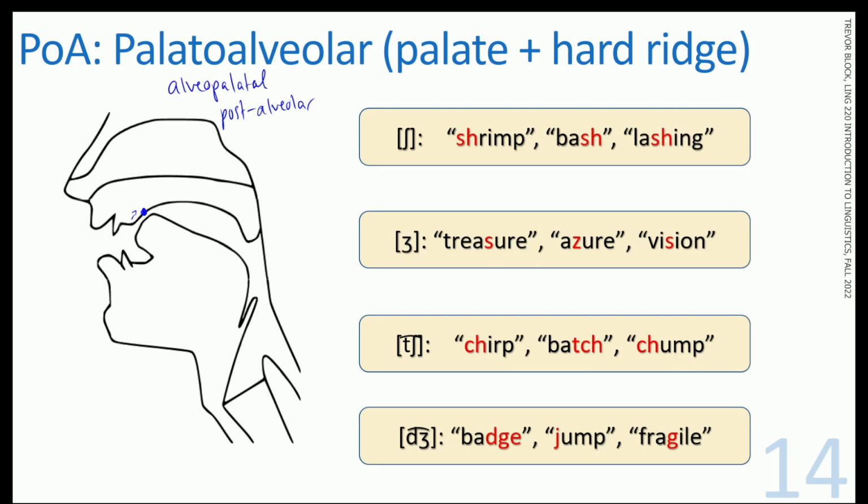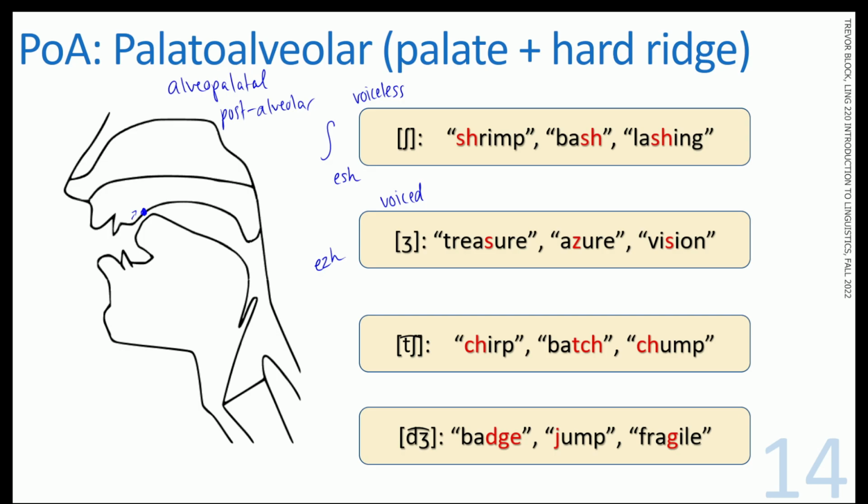The first one we have is our integral sign. This is called esh, and this is pronounced sh, like shrimp, bash, lashing. This is voiceless, just to be consistent. We also have the voiced counterpart, zh. This is called ezh. So treasure, azure, vision. It has that zh sound. Further back than the alveolar ridge, really try to feel where that is in that alveopalatal area. Zh, sh.